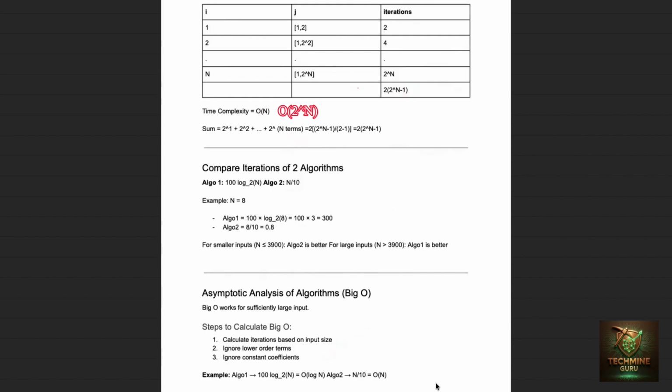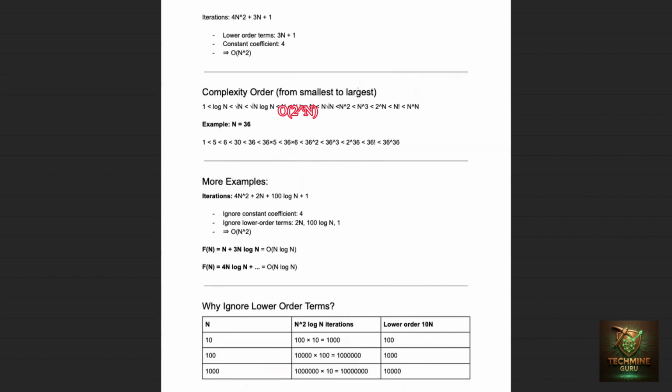Suppose our algo 1 gives 100 into log of n, then big O will be O of log of n, where we are ignoring the constant coefficient. In a similar fashion, in algo 2, n by 10, the constant coefficient is 1 by 10. We need to ignore that and the big O notation will be O of n. Let's take one more example, 4n square plus 3n plus 1. In this, we need to ignore the lower order terms, which are 3n plus 1.